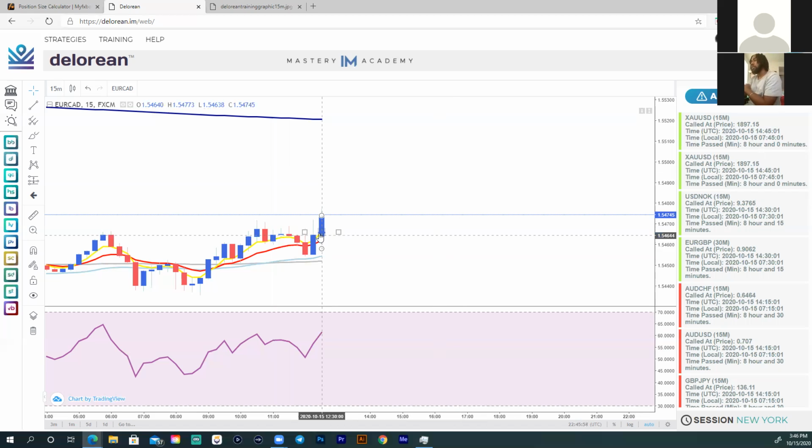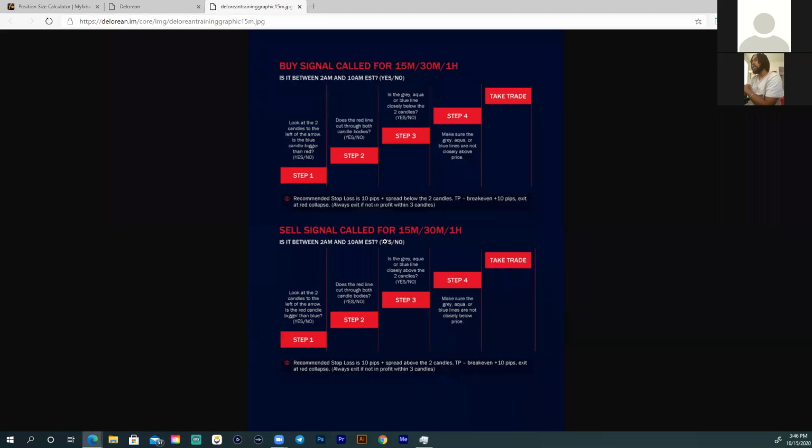So what would you do? You would have got in and you would still be in profit right now. And right now it'll move about 10 pips. That's a goal for Delorean. All right. This is not something I talked about, but right here, the recommended stop loss is at least 10, I say 10 to 15 pips plus the spread times 2. I will talk about that later.